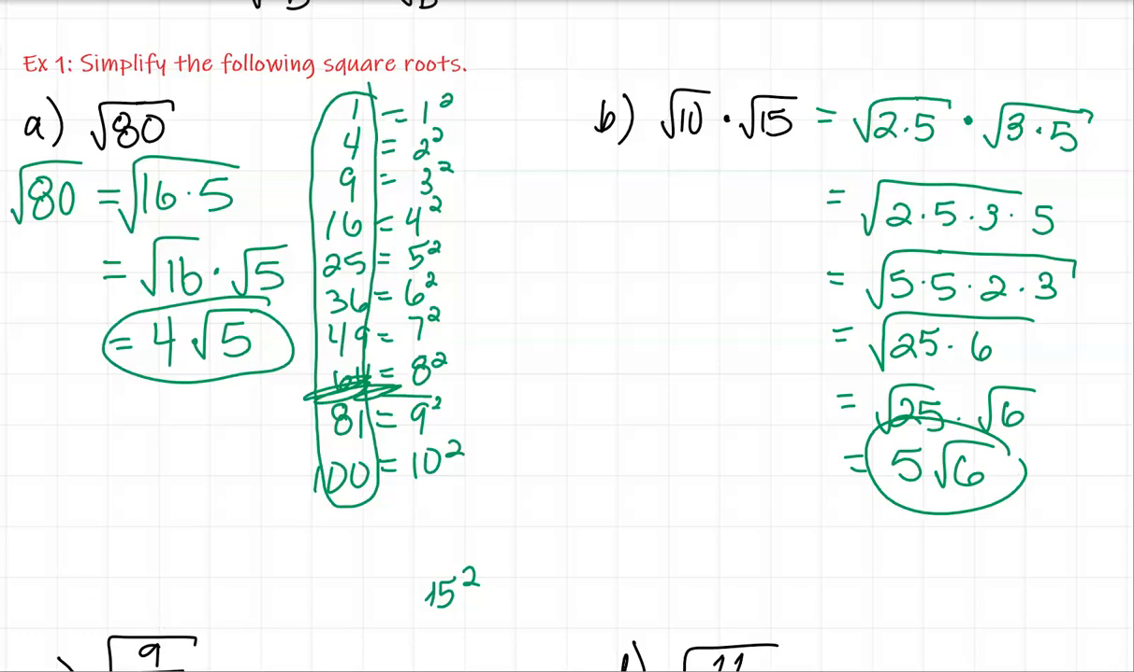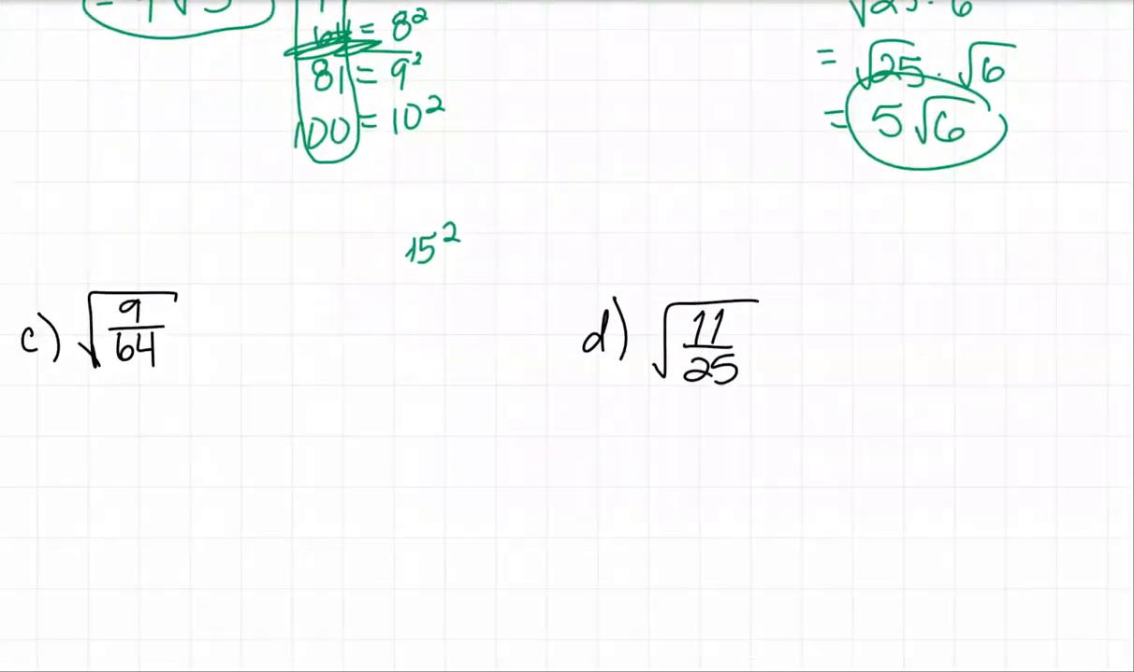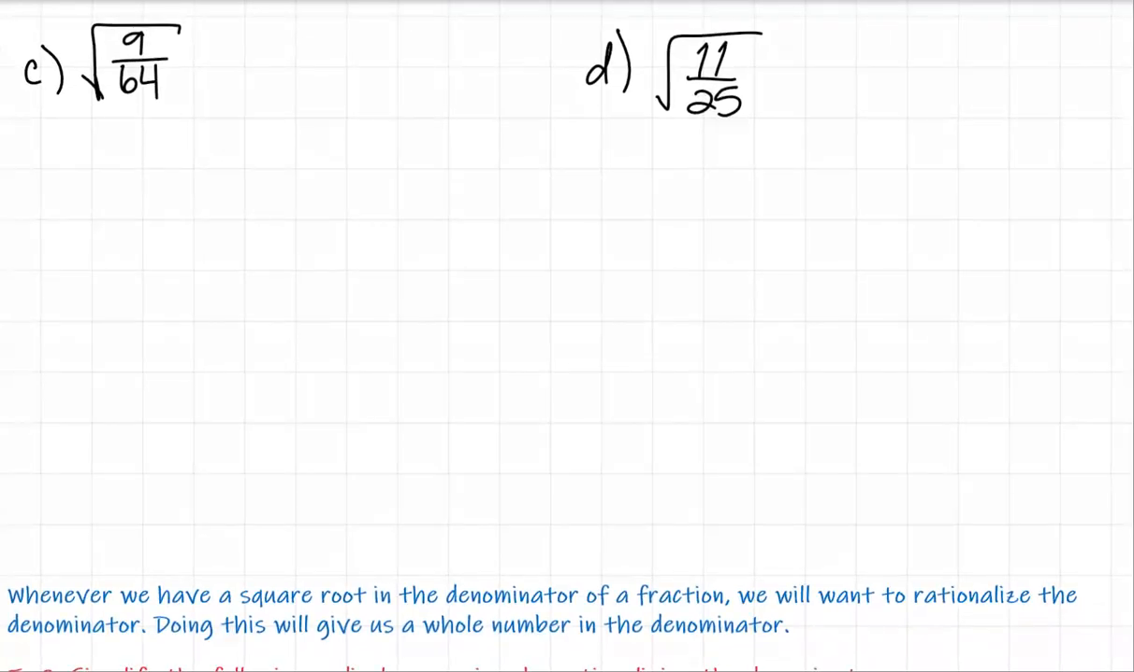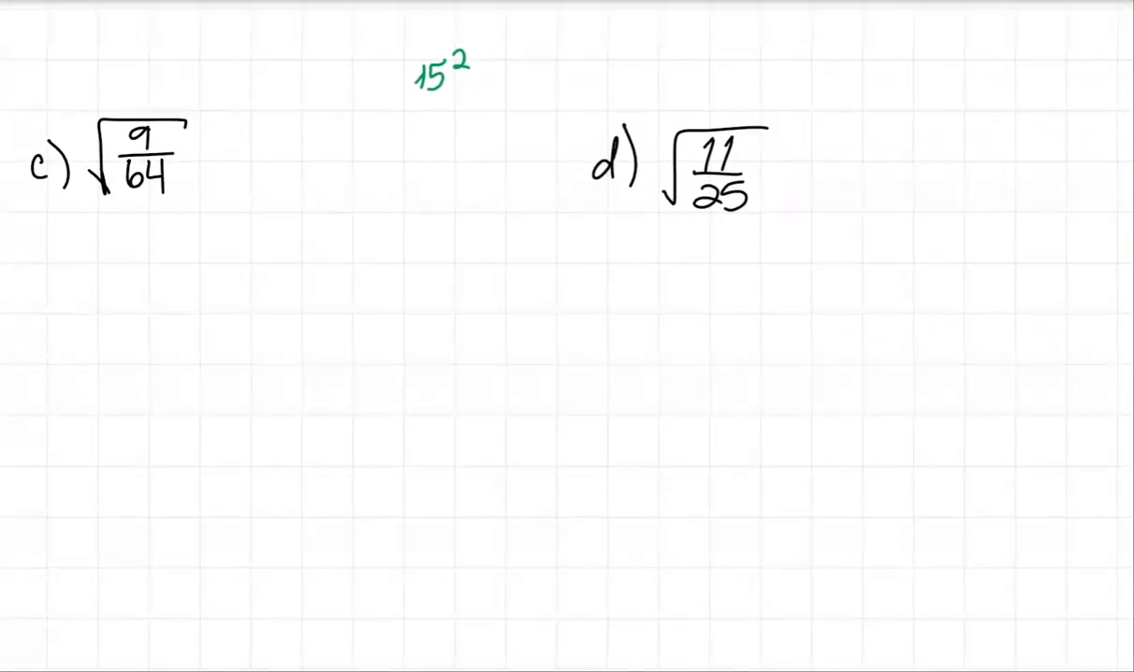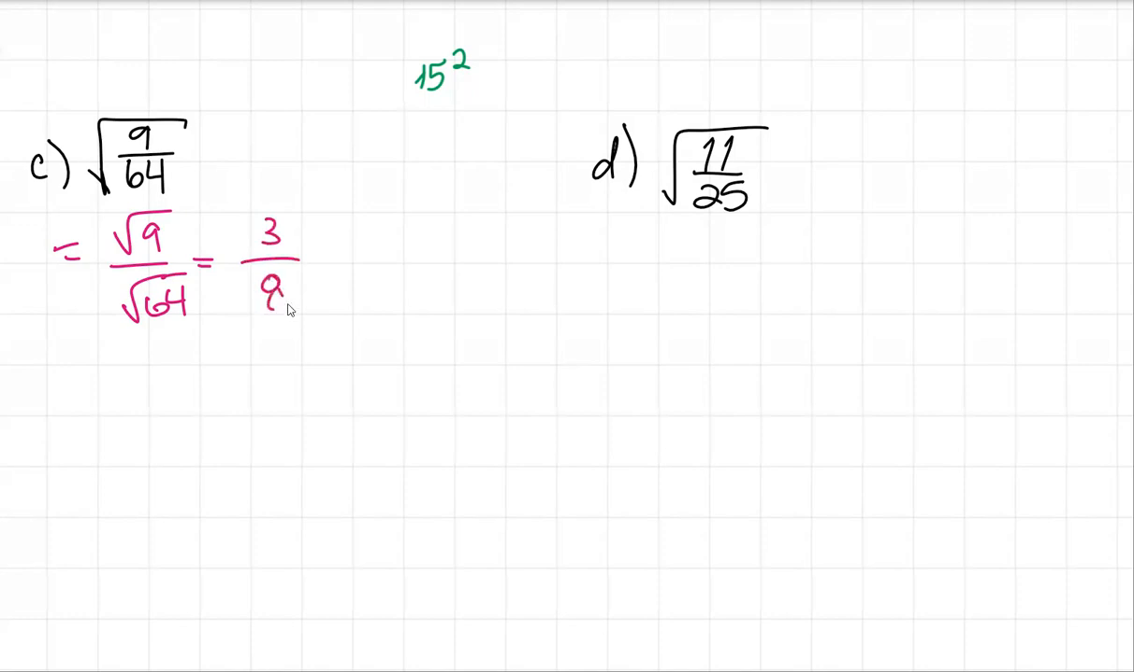Let's do some of that quotient property now in these bottom examples. Oh, spoiler alert, we're gonna have to rationalize in a little bit, but not right now. Quotient property says here that I can rewrite this as the square root of 9 divided by the square root of 64. And that's nice because we know the square root of 9 is 3 and the square root of 64 is 8. And that is simplified.